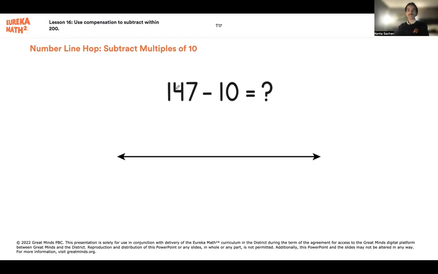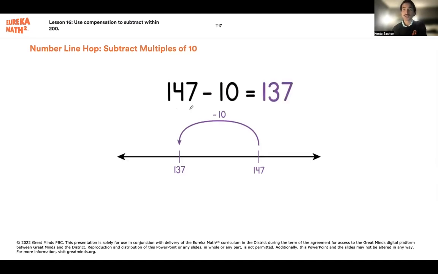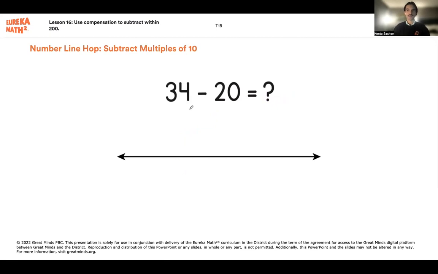Now 147 minus 10. Our hundreds isn't changing. Our sevens or ones isn't changing. The only number that's changing here is our tens. So what is 147 minus 10? Give me a thumbs up when you know. What is it? Angel? 147 minus 10 is 137. Great, right? We have 4 tens. Take one of those tens away when you have 3 tens. 137. Great job.